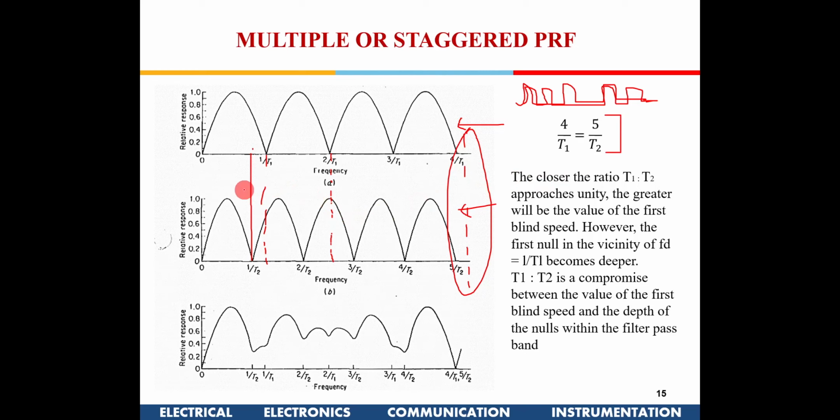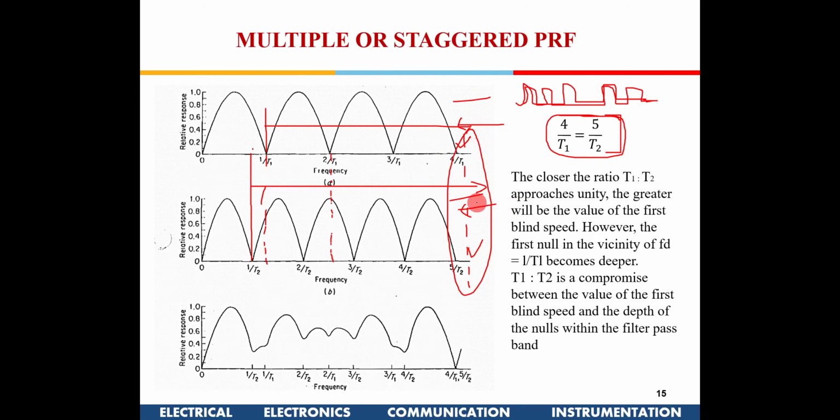So we are able to push the blind speed from here and here to here, right? Whenever this condition is met, the first blind speed will be encountered. This is the total response. By using multiple or staggered PRF, both conditions have to be met. This condition also has to be met only for those velocities. You will have a set of velocities here, and a set of velocities here.